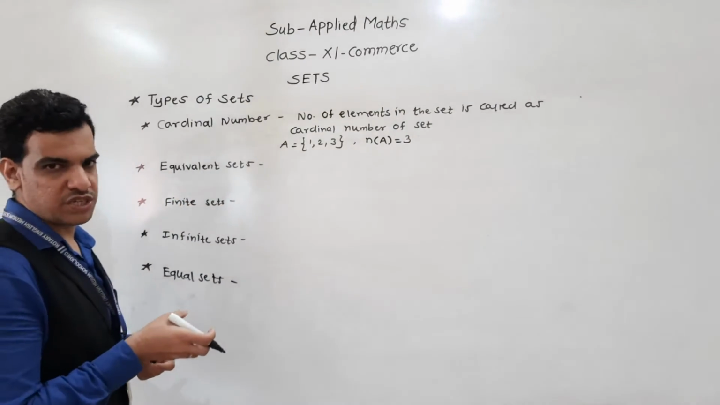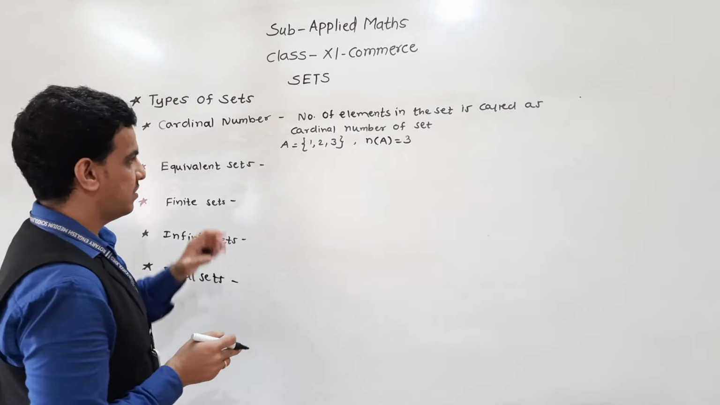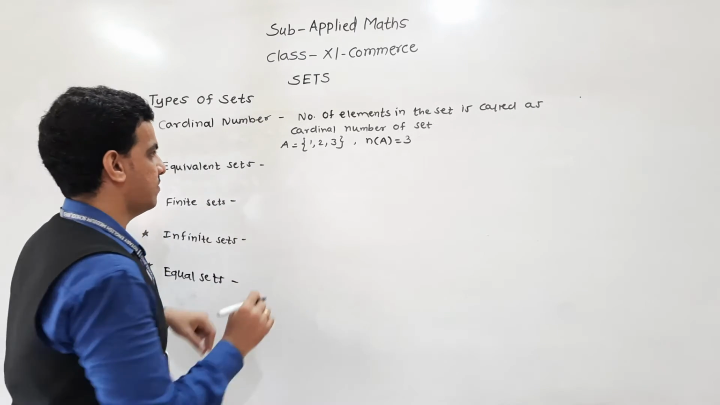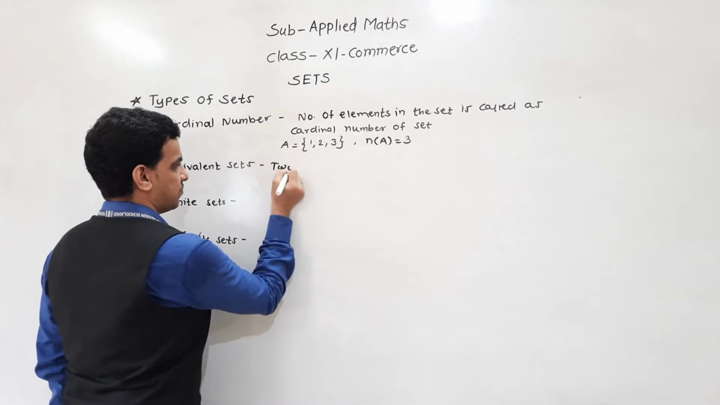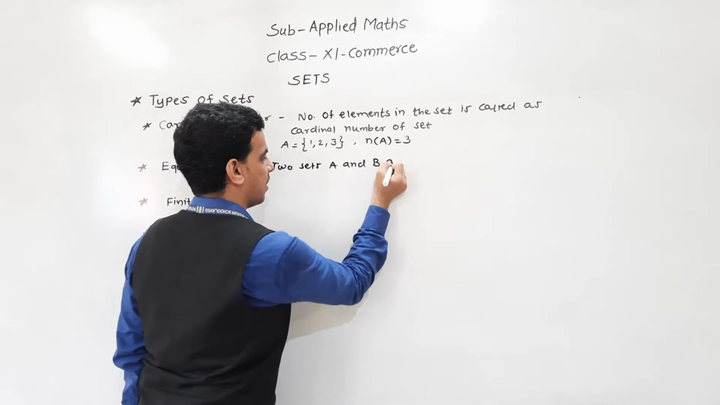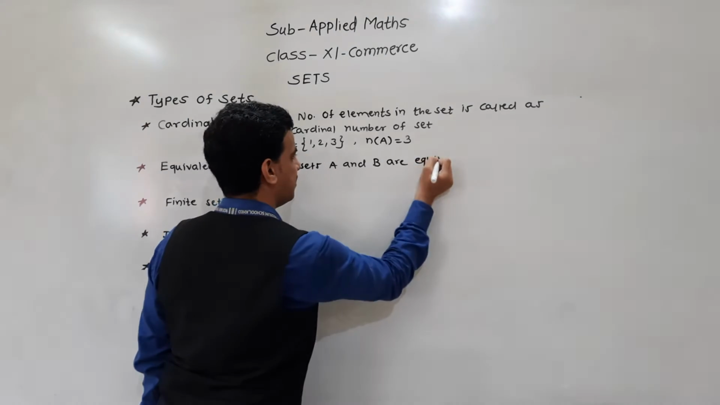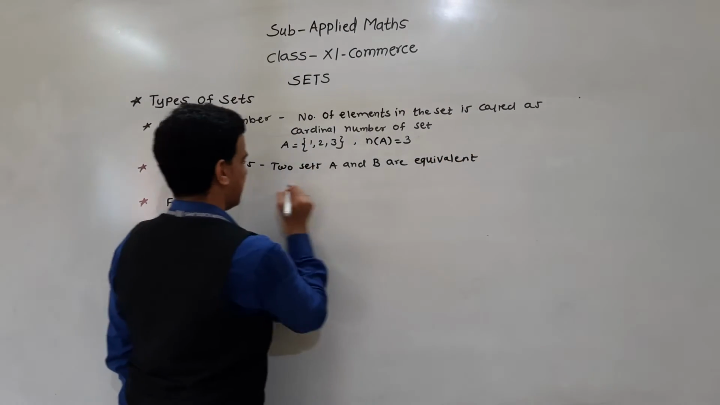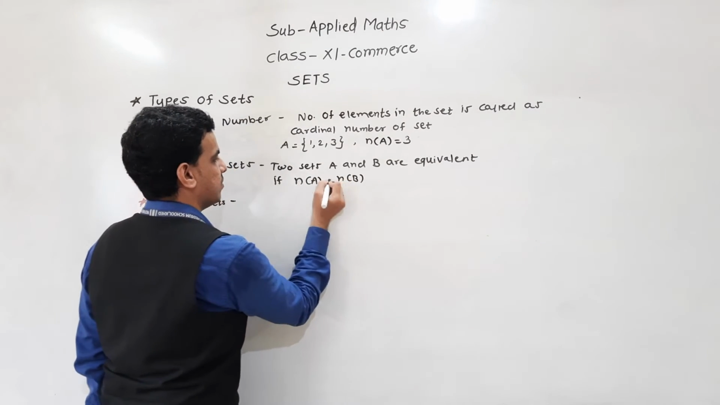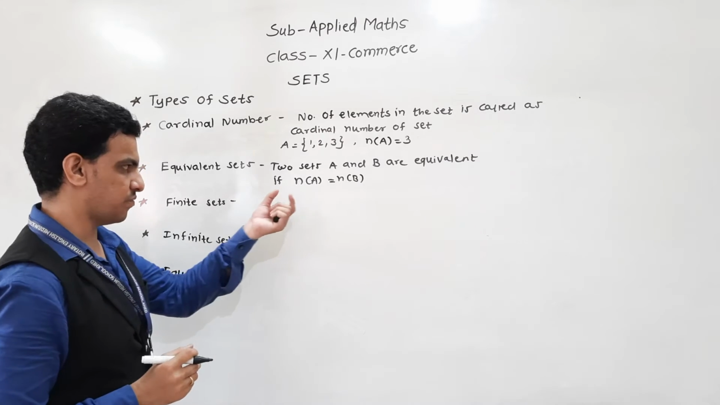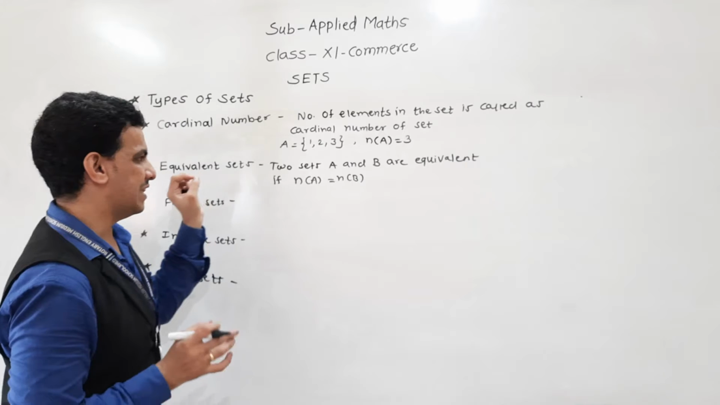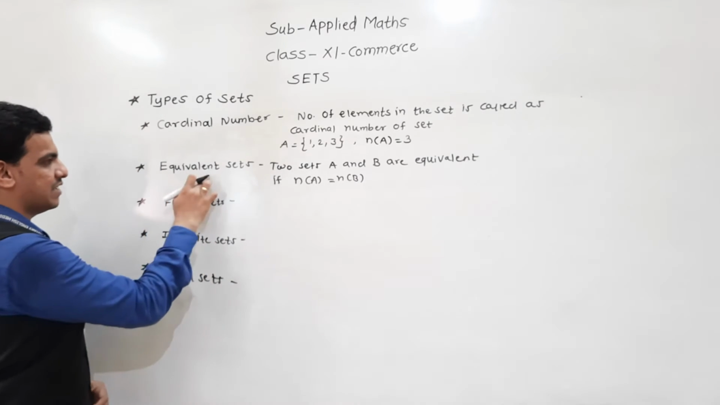If we say that two sets A and B are equivalent, then the cardinal numbers of those two sets are equal. So the definition we can write: two sets A and B are equivalent if n of A is equal to n of B. If the cardinal number of set A and the cardinal number of set B are equal, then those two sets are called equivalent sets.